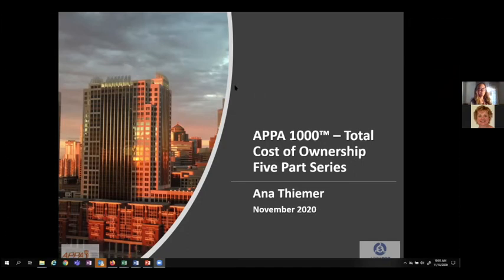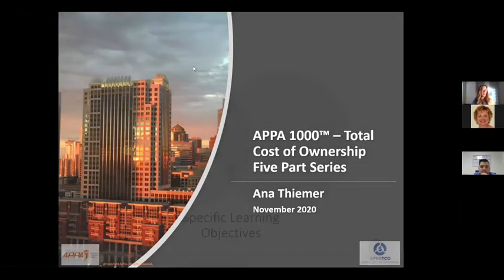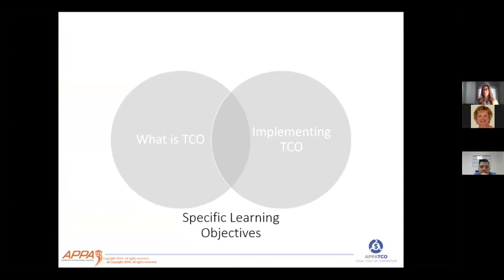Anna, take it away. All right. Well, thank you all for joining me. You're here for APPA 1000, Total Cost of Ownership. This is a 5-part series, and you are on part 3. So if you've been with me for the previous 2 days, I certainly appreciate that. If this is your first time, just let me know in the chat box. That way I know where not to go as fast.